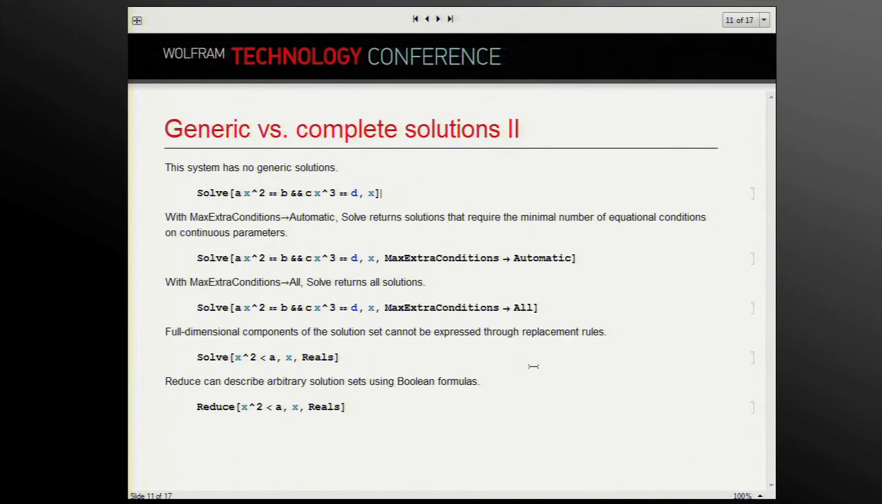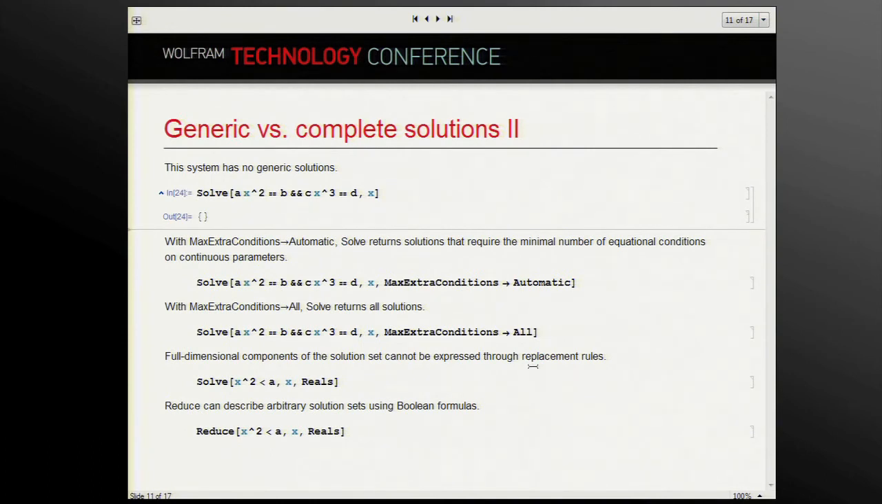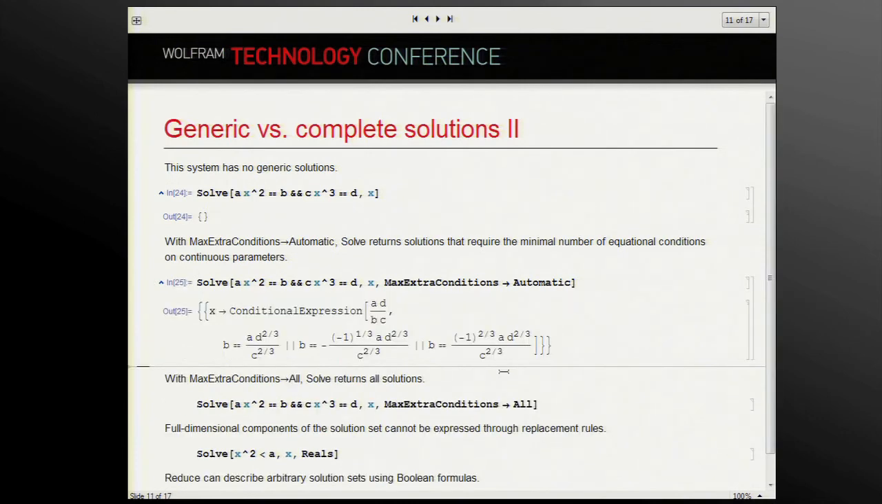Now if we run this with Solve without any options, this system has no generic solutions. We have two equations with some symbolic parameters. They have no generic solutions. But in most cases, what's useful is we want to get a somewhat different interpretation of what generic means. We want to get the solution that requires the minimum of assumptions on symbolic parameters. So with MaxExtraConditions going to Automatic, Solve will do this. So it will produce the solution that requires, in this case, one equation on parameters. There are three possibilities for these equations, and the solution always looks like this.